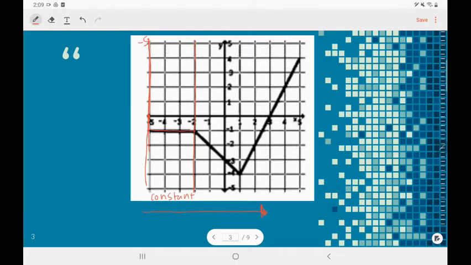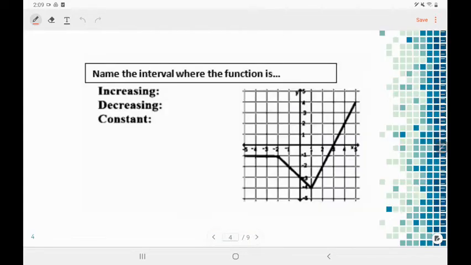Notice that's where it crosses the x-axis, and between -2. My graph is decreasing between these two boundary lines. Between -2 and 1, it is decreasing. And finally, my graph is increasing or going up between 1, this boundary line, and this boundary line. So let's fill in what those intervals would look like.